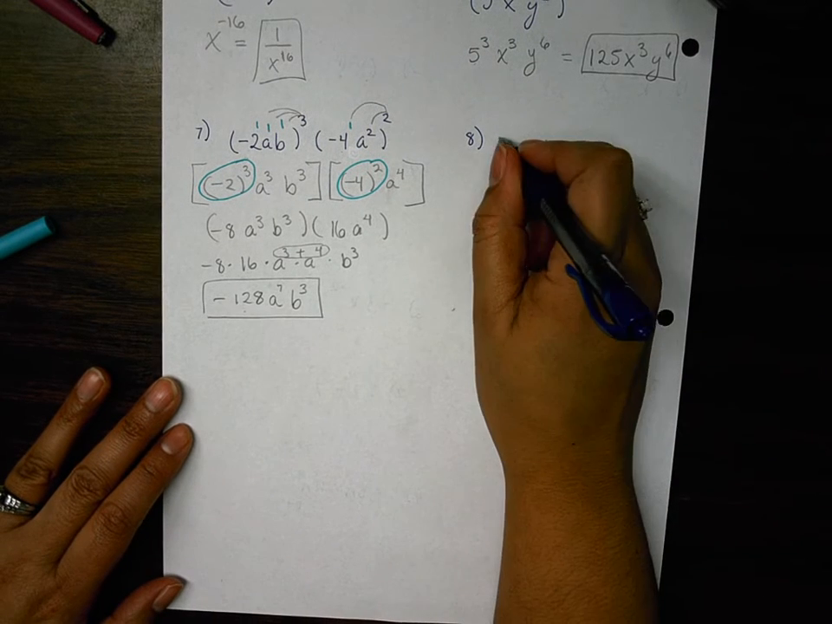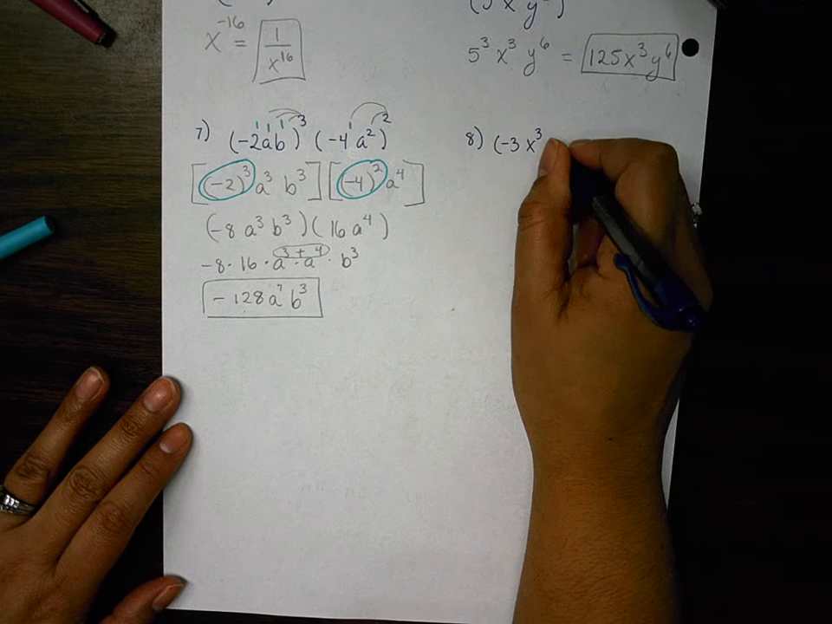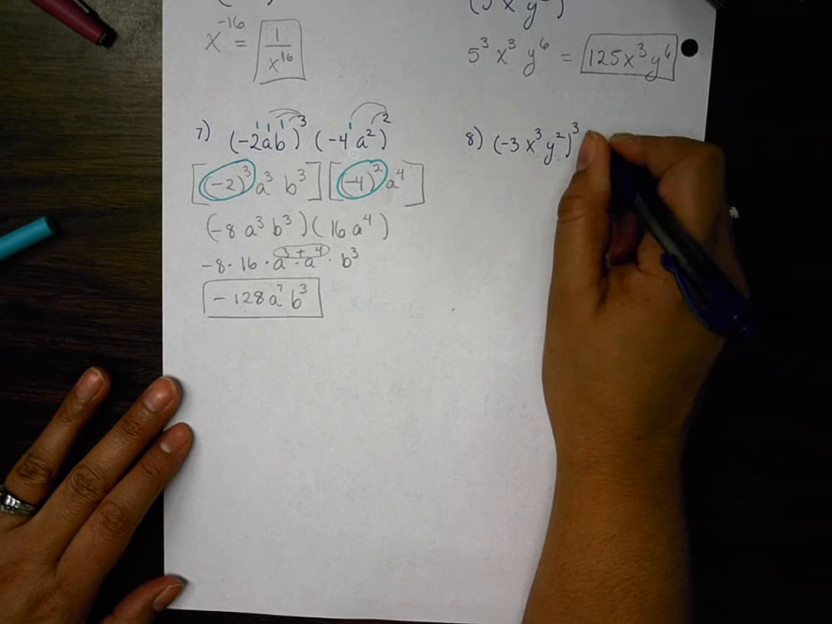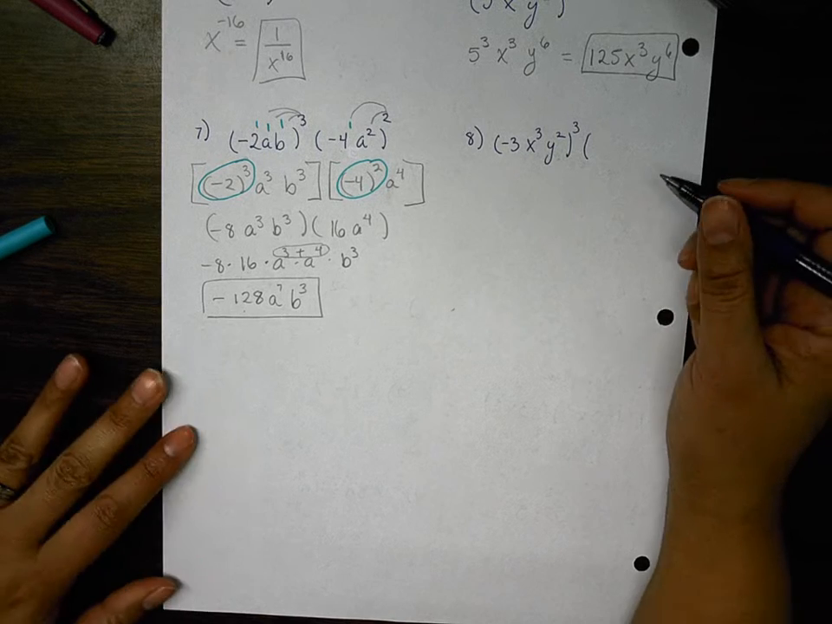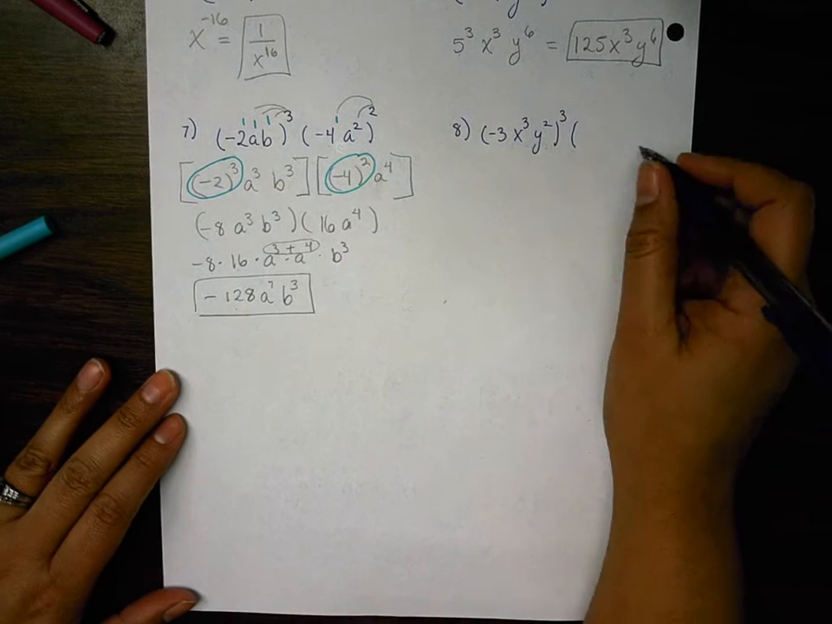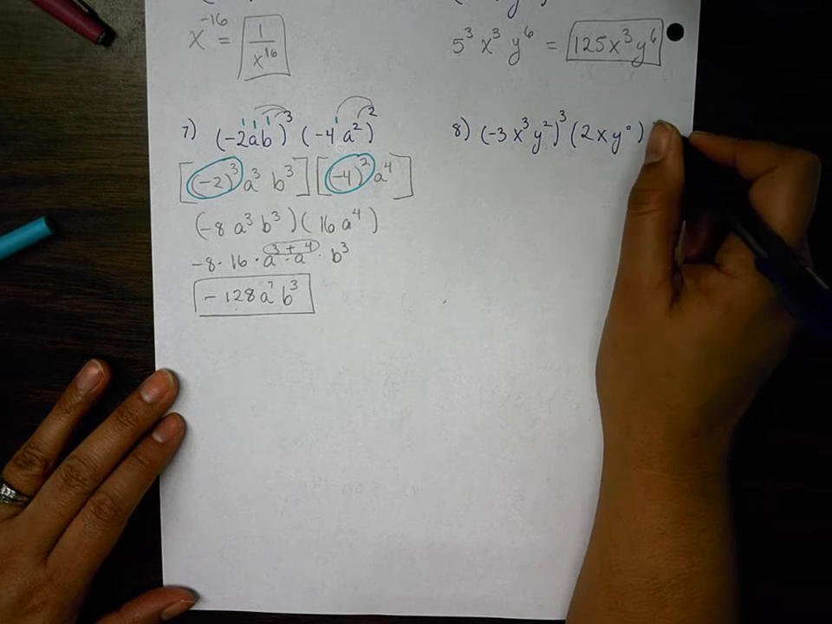Negative 3, x to the third, y squared to the third. I know these notes are really long. That's the whole reason why we're only doing one lesson today, because this is a long lesson to get through. Times 2x y to the 0, close parentheses, squared.